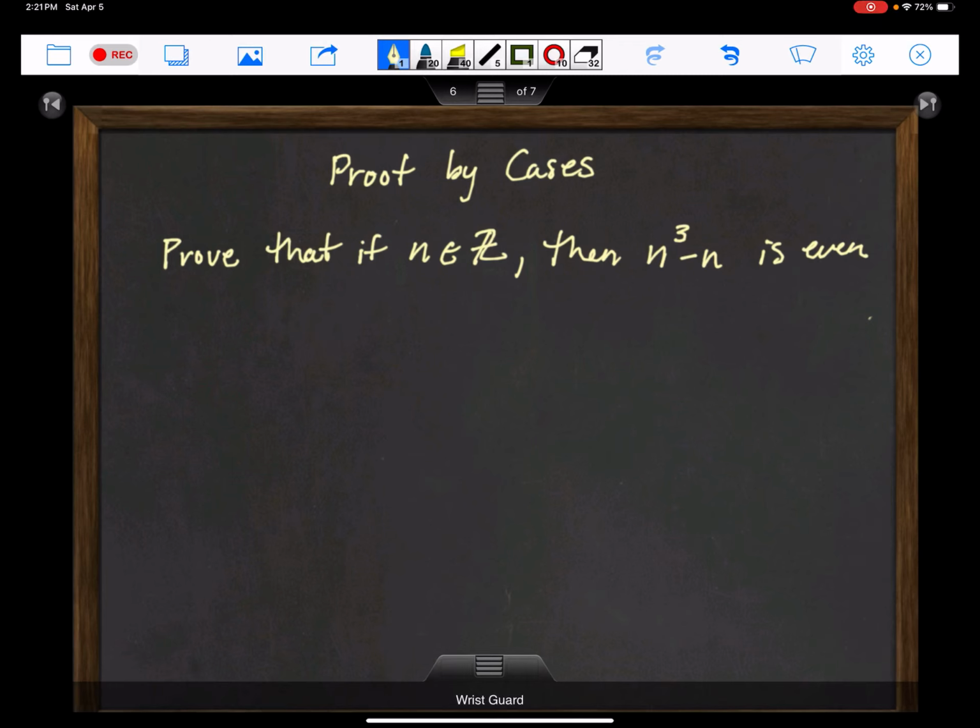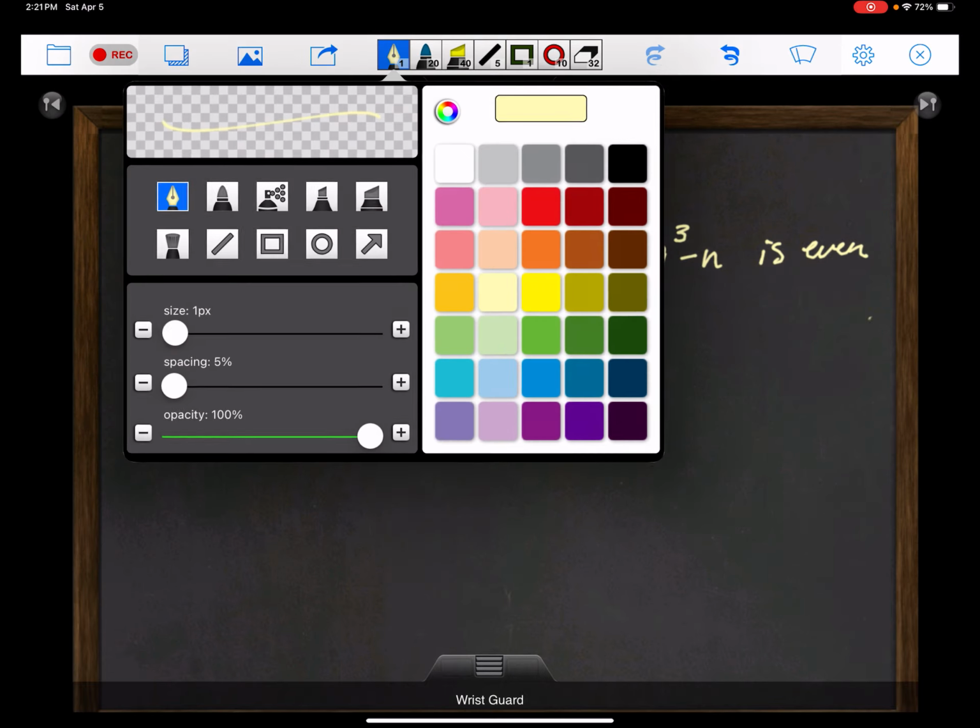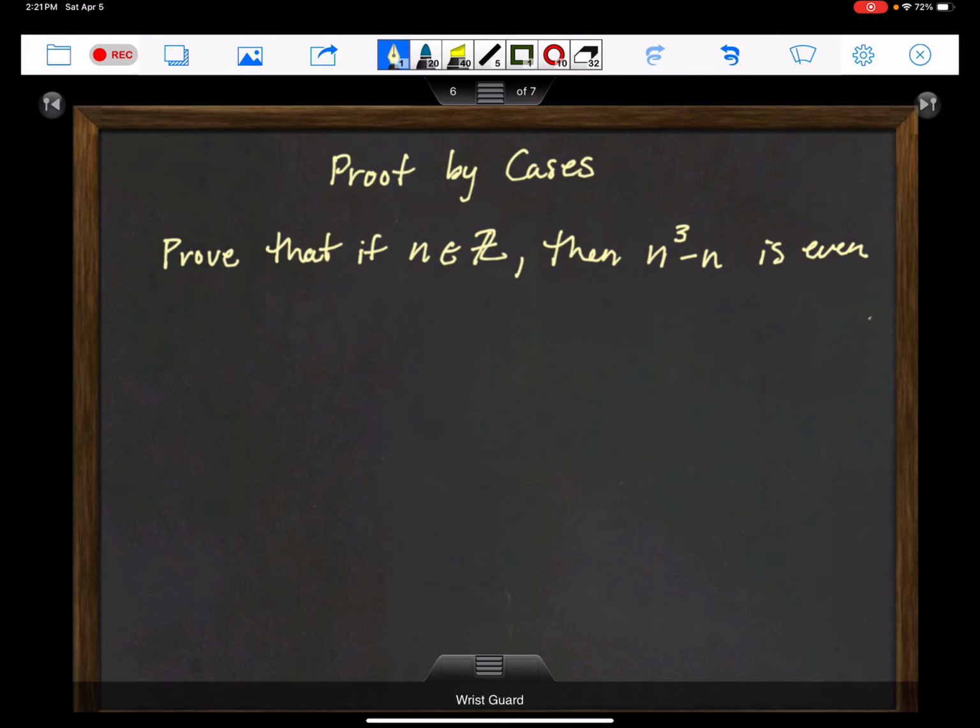To prove that for any integer n, n cubed minus n is even. And this is a great example of proving this by cases. Our first case is going to be when n is even. So case 1, we're going to say n, which is an integer, is even.